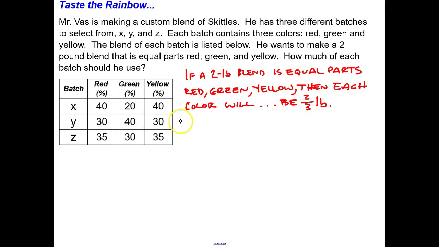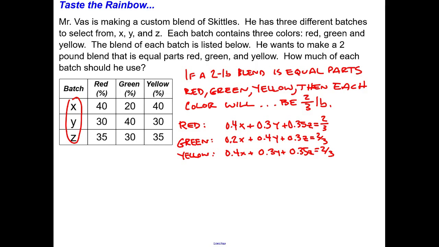We're going to set up an equation for red. We're going to set up an equation for green. And we're going to set up an equation for yellow. Remember, I have 3 different batches. Each of those batches contains a different percentage of red, green, and yellow. I have to find the combination of those 3 batches that will give me equal parts red, green, and yellow.